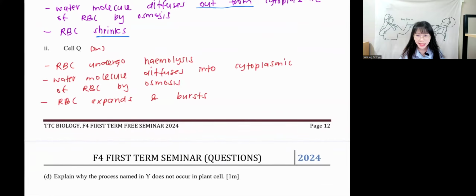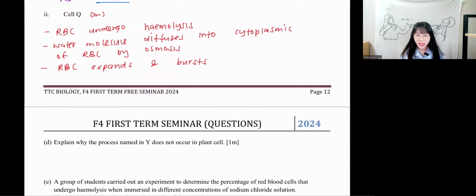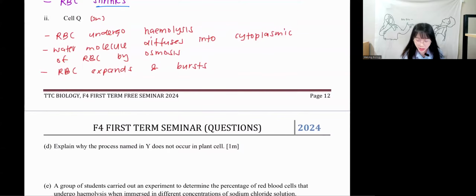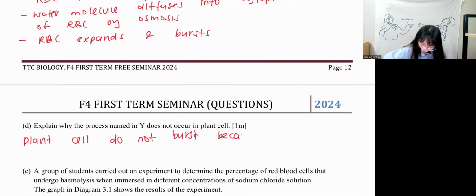Because plant cell has what? That it doesn't cause them to burst. Has a cell wall. Very good. So you're going to say plant cell has a cell wall. Plant cells do not burst because they have a cell wall.